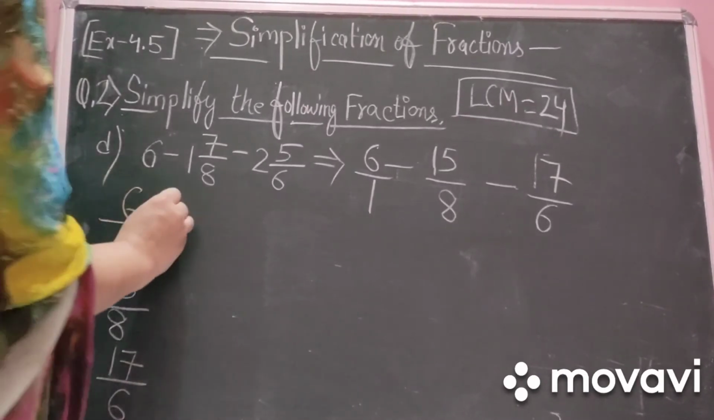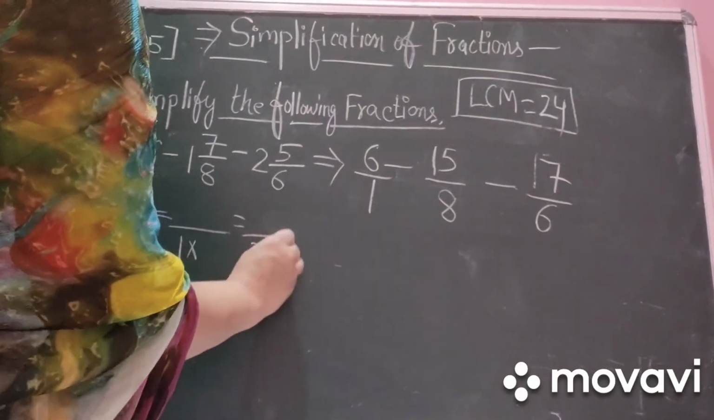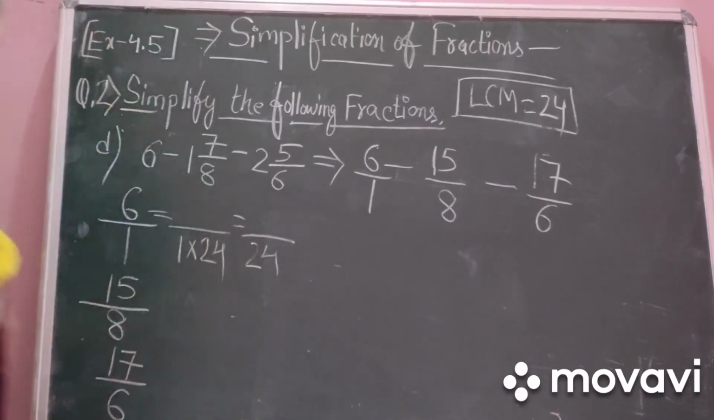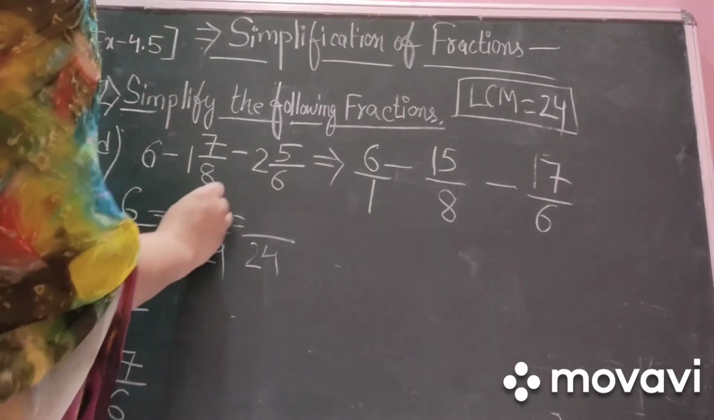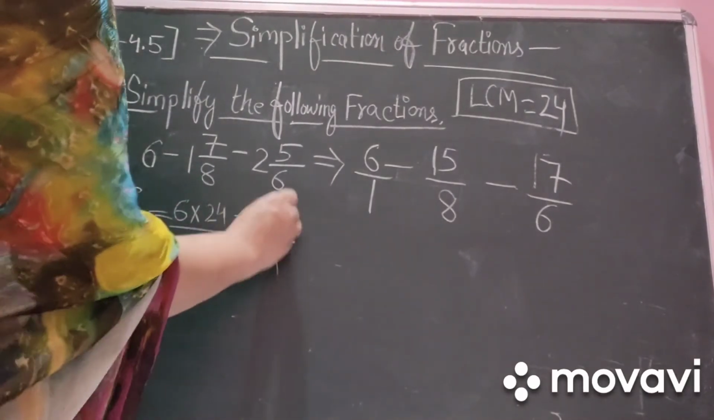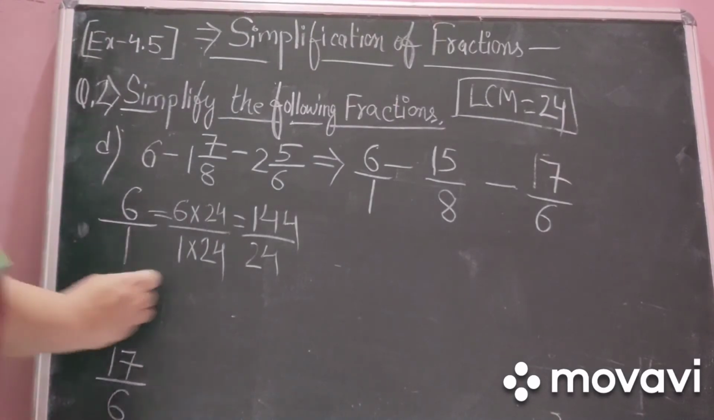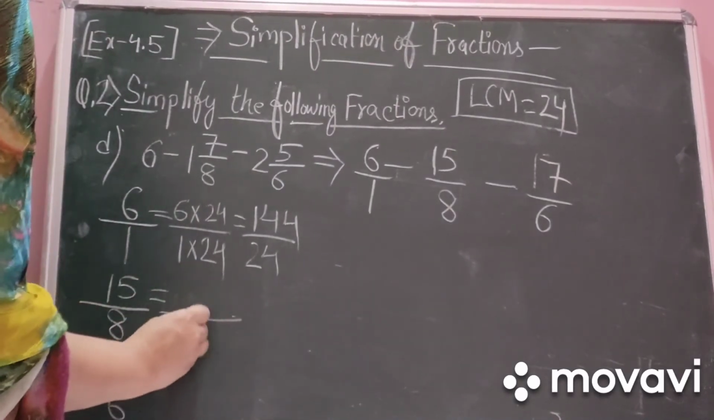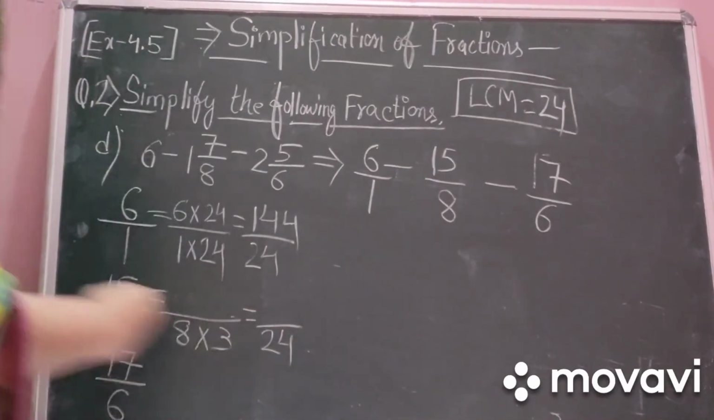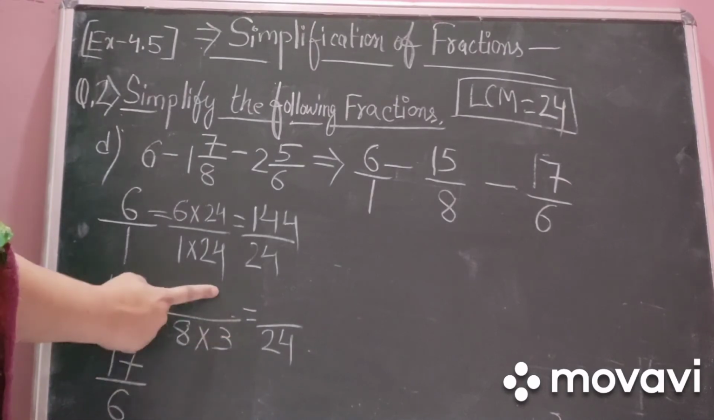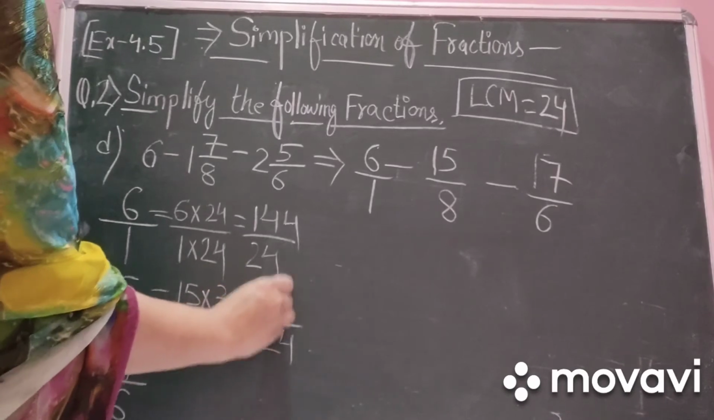Okay. So what must be multiplied to 1 so that the denominator will become 24? You have to multiply 24 here. So you have to multiply the same number in the numerator also. So 6 into 24 is 144. Okay. Come to the second fraction, that is 15 upon 8. So what must be multiplied to 8 so that the denominator will become 24? 8 threes are 24. So we have to multiply 3 in the numerator also. So 15 times 3 is 45.